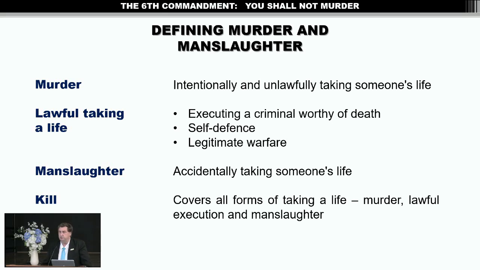Now, in English, the word murder is used for intentionally and unlawfully taking someone's life. In Western law, lawfully taking the life of another includes executing a criminal worthy of death, killing someone in self-defence, and legitimate warfare. The term manslaughter is used for accidentally taking someone's life. Our English word kill covers taking a life in all its various forms: murder, killing in self-defence, executing a criminal, as well as manslaughter.